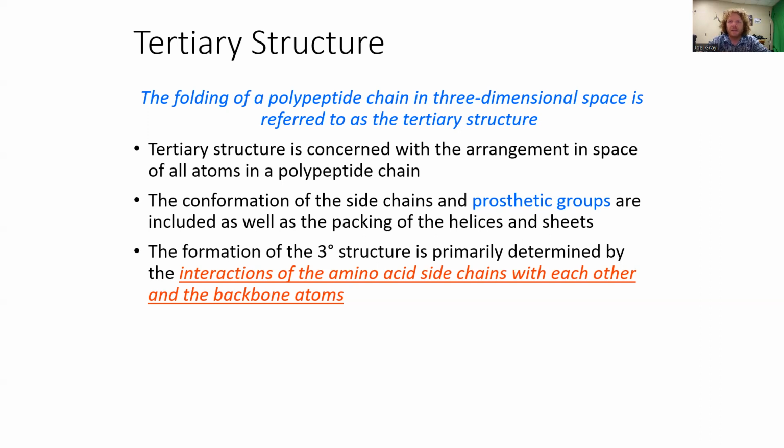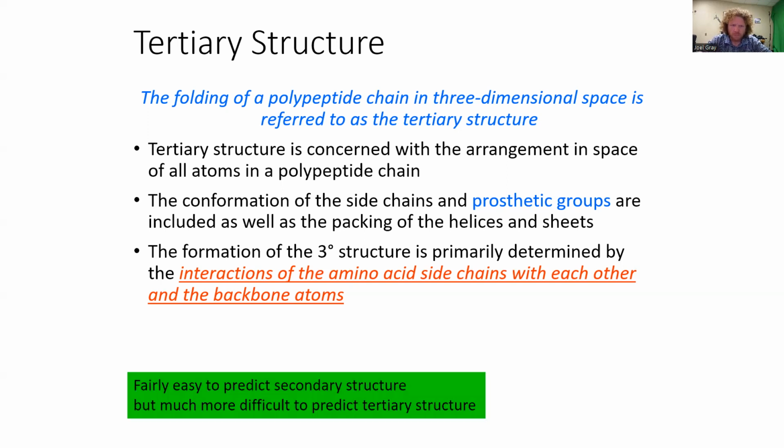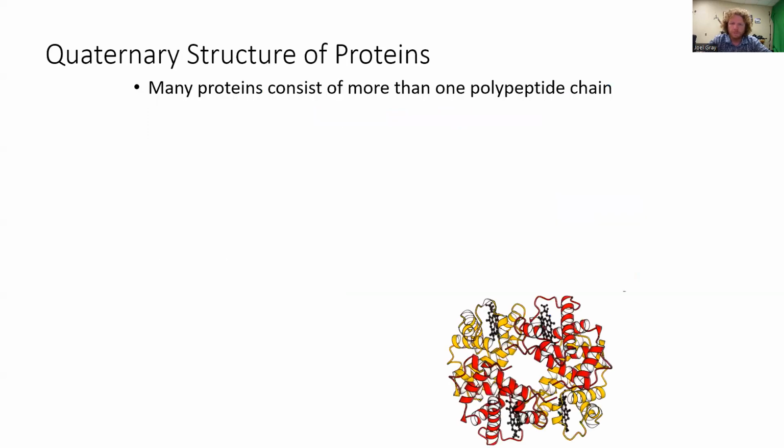So keep in mind that it's not just the types of interactions, but instead what atoms are we talking about? If we're talking strictly about backbone interacting with other backbone atoms, well, that would be your secondary structure. Backbone interacting with R groups, that's your tertiary structure. So an important distinction there. So, like I said, it's now relatively commonplace and fairly easy to predict the secondary structure of a protein, but predicting the tertiary is a lot more difficult.